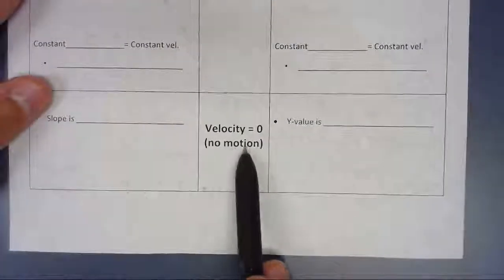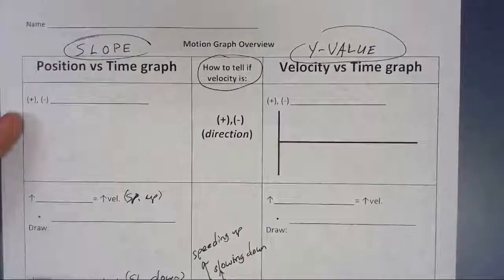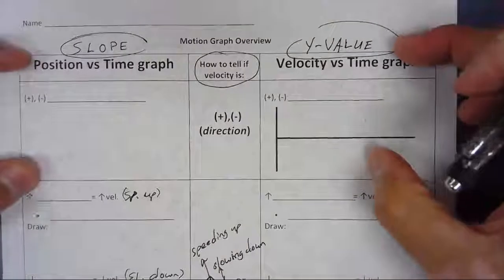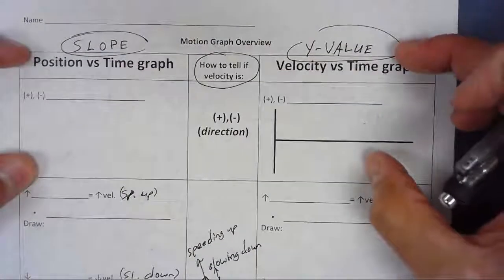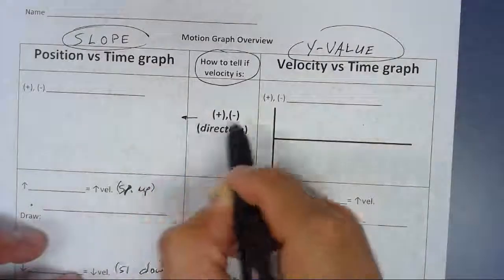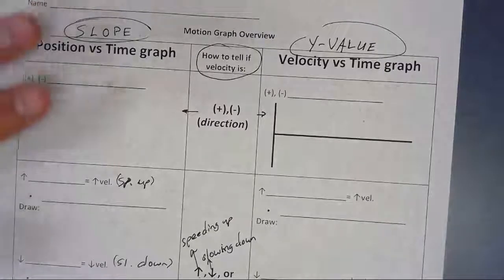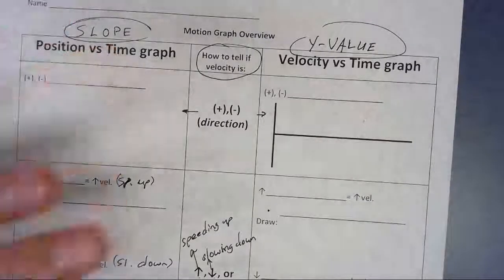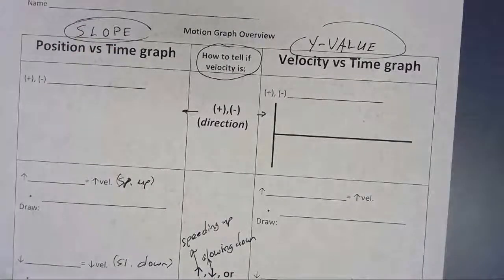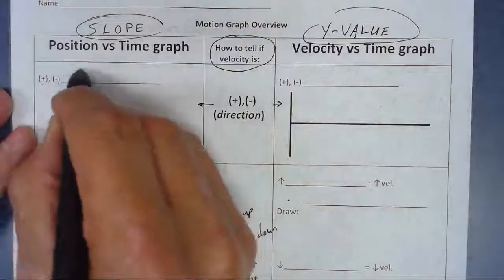And then the third thing, how to tell if velocity is zero, how to tell if there's no motion going on. So for this video, I just want to do this top one, position versus time compared to velocity versus time, how to tell if the object is moving in a positive or negative direction. On a position versus time graph, every single one of our answers on this side is going to be in terms of slope. So to figure out direction on a position versus time graph, I'm looking at whether there is a positive or negative slope.